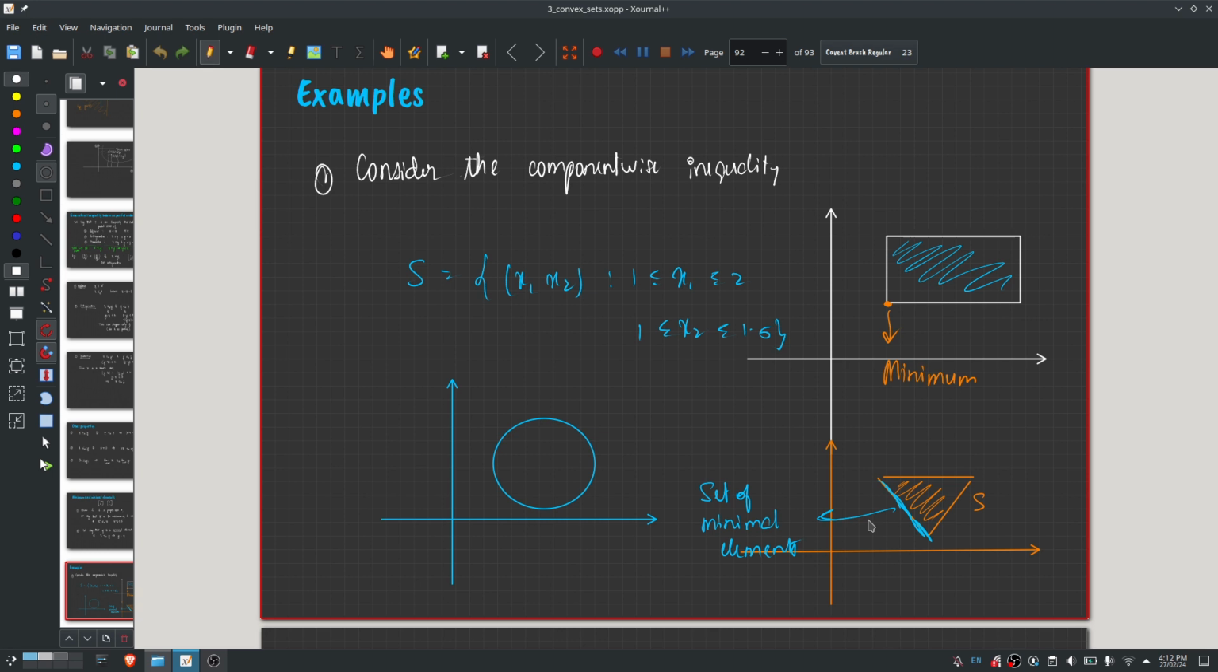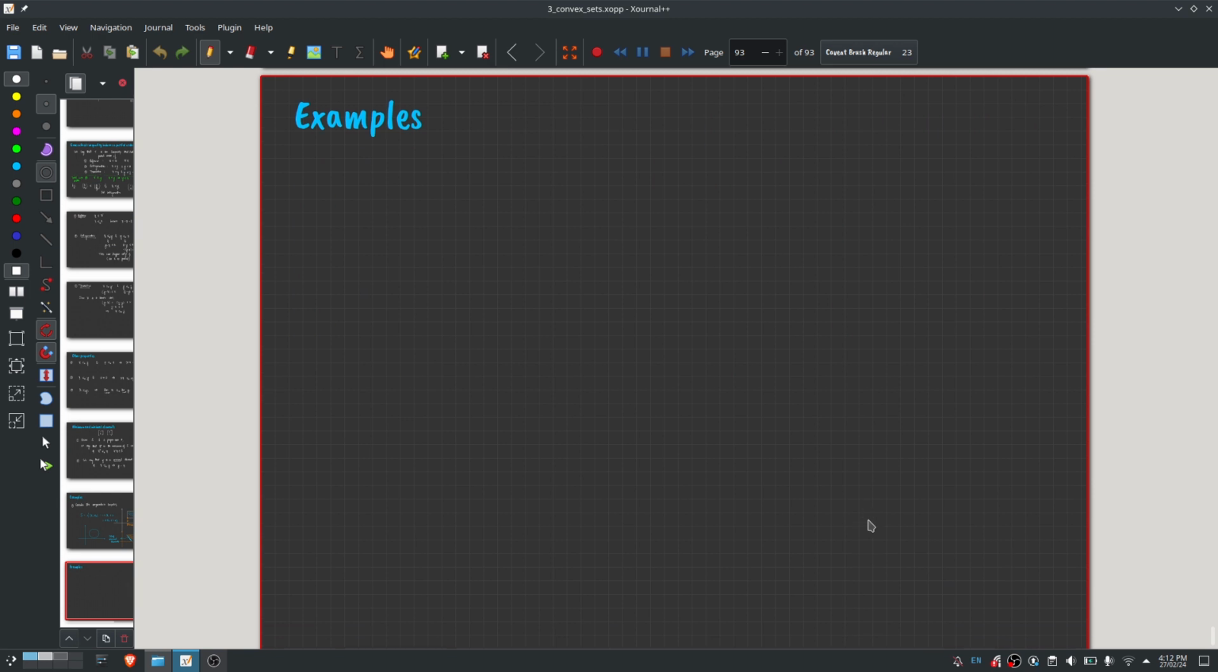So the idea of minimal elements, particularly in multi-objective optimization problems, essentially occurs in the following setup. Suppose I have two objective functions, f1 of x and f2 of x, where x belongs to some set, and my goal is to somehow minimize both f1 of x and f2 of x.